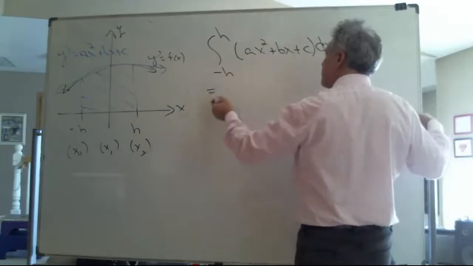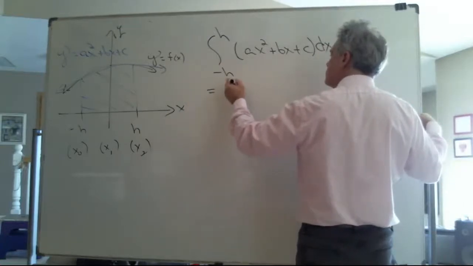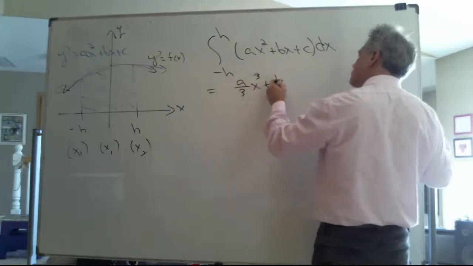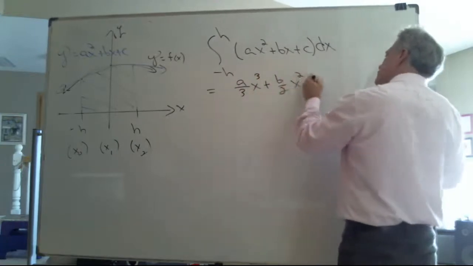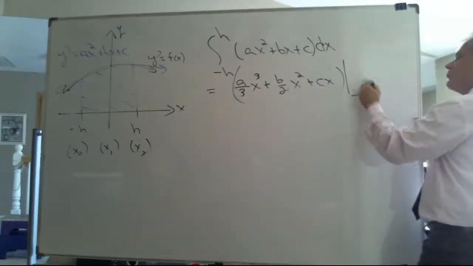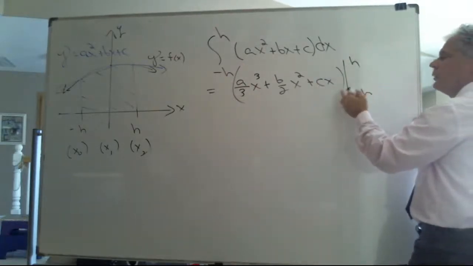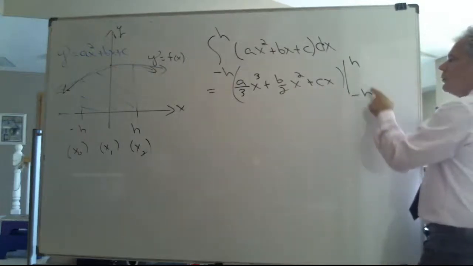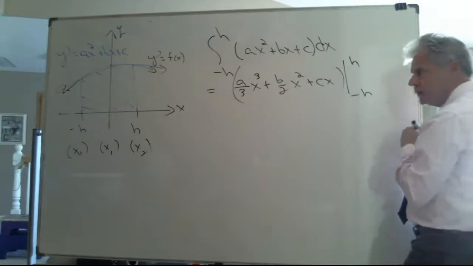So, in anti-differentiating, now taking this antiderivative, evaluating at both the upper and lower bounds of integration, then subtracting.